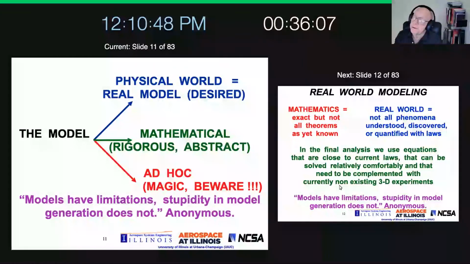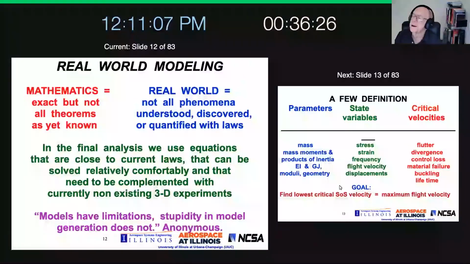And there, this quote, I haven't been able to chase it down, the last one, and that is, models have their limitations, but stupidity in model generation does not. In other words, this really sums up what I've been saying. So if you look at the real world in more detail, this is a summary of what's going on.